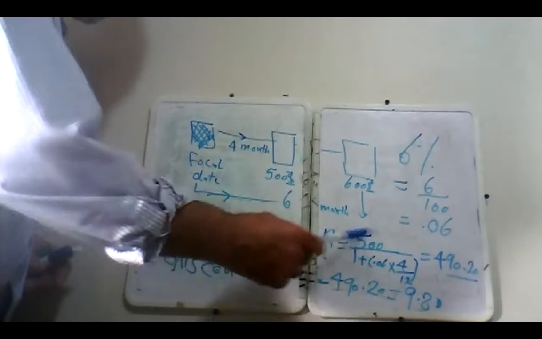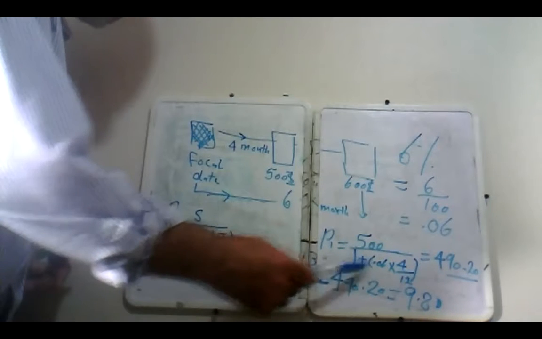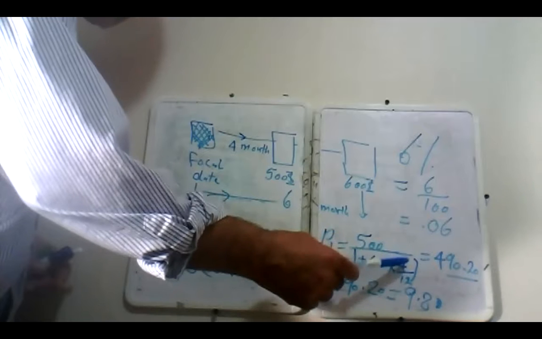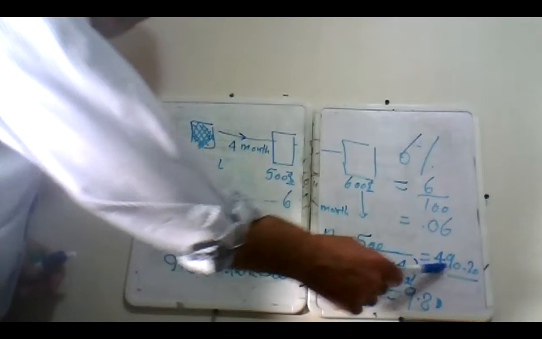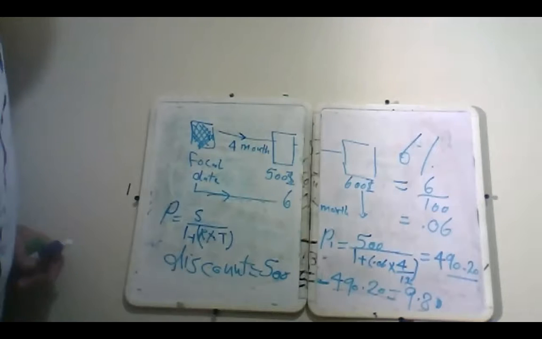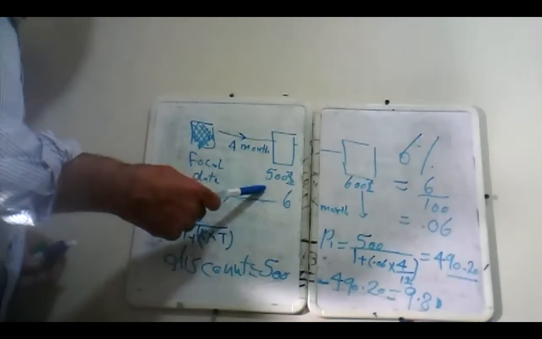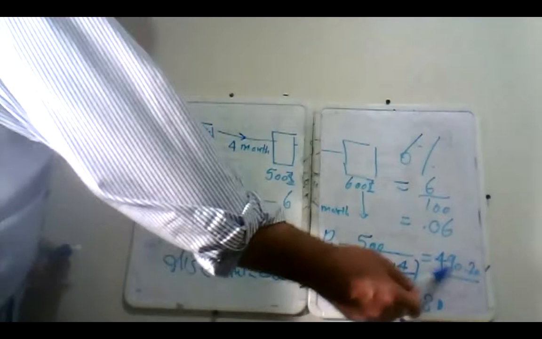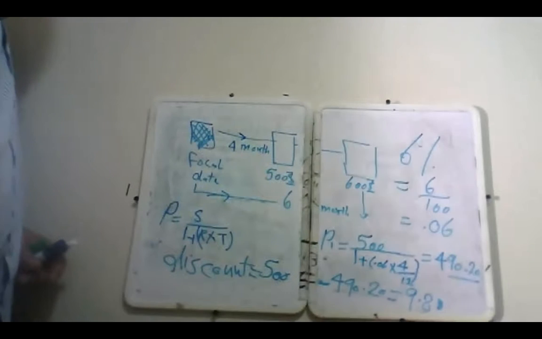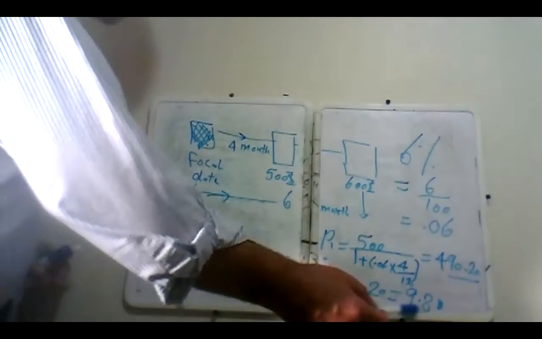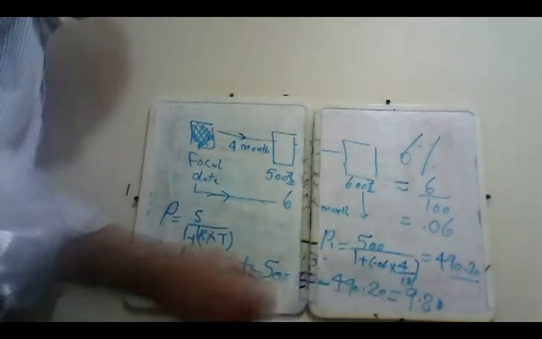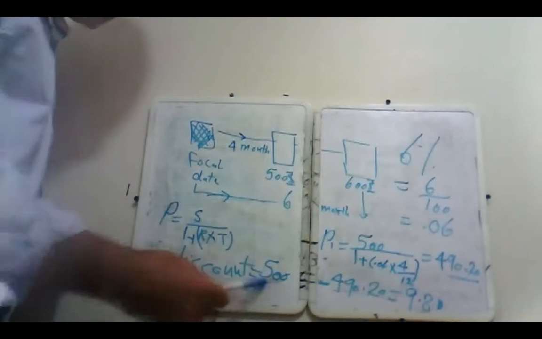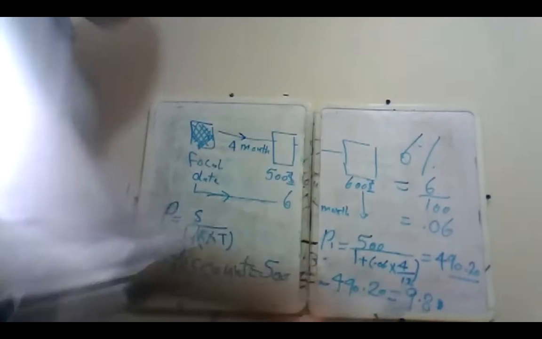We calculate it: $500 divided by 1 plus the rate of interest, which is 6%, times the time, which is 4 months divided by 12. This gave me $490.20. So if you pay me now, I will encourage you to pay less. You will pay only $490.20. That means I will give you a discount of $9.80, which is the difference, 500 minus 490.